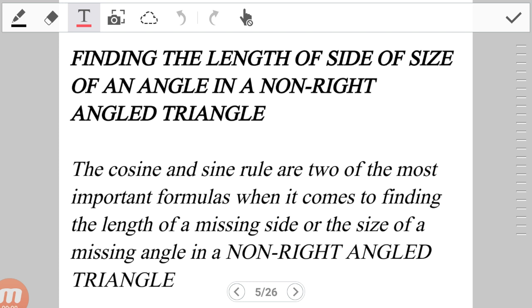My name is Akeen, your math instructor, and in today's video we're going to be looking at the application of two very important formulas when it comes to solving for the size of an angle or the length of a side when we are facing a triangle that is non-right angled.